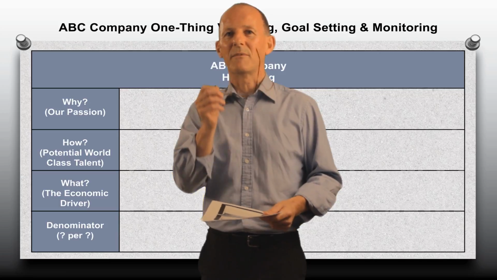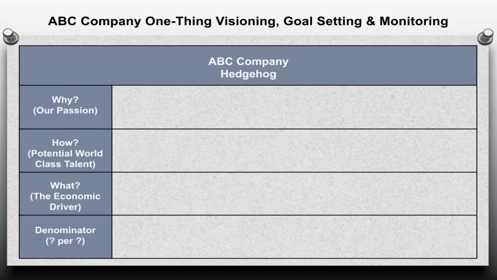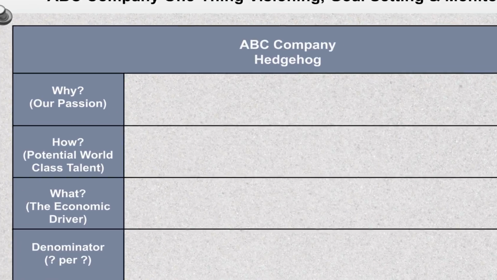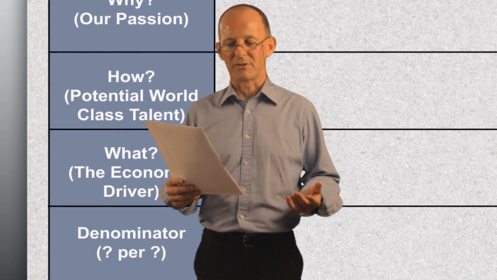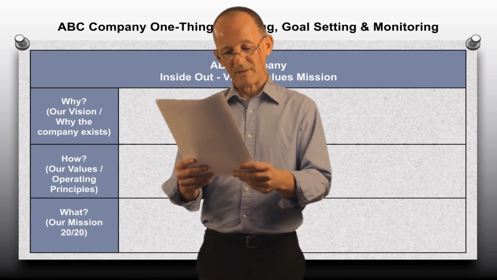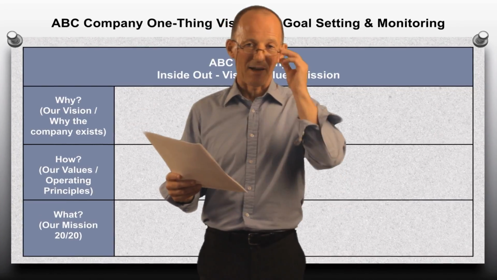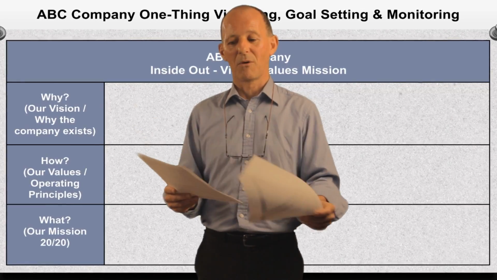I have a model that I use here for this peer review methodology that I'm discussing again in a different video series. So if you look at the first slide, the first slide starts with our hedgehog, just like the 1-page plan. It says, what's our passion, our world-class potential, our economic drive, and our denominator. And they're clearly articulated on the slide. The second slide talks about our inside out, our vision, our values, and our mission. So it clearly articulates in 3 boxes what those are.